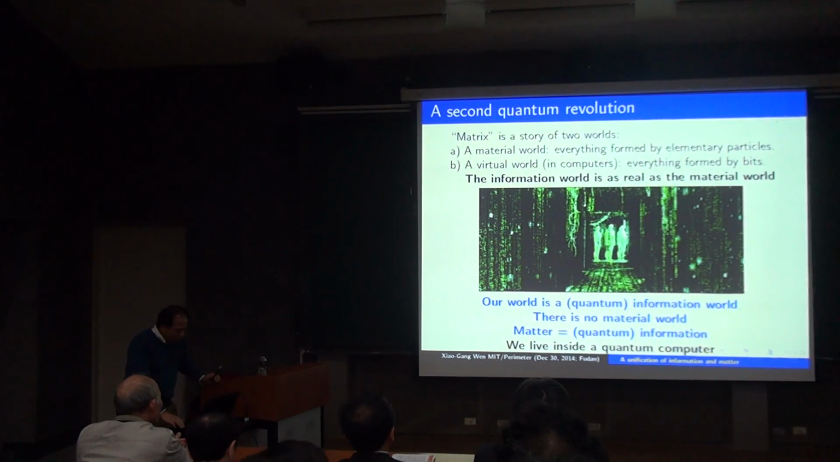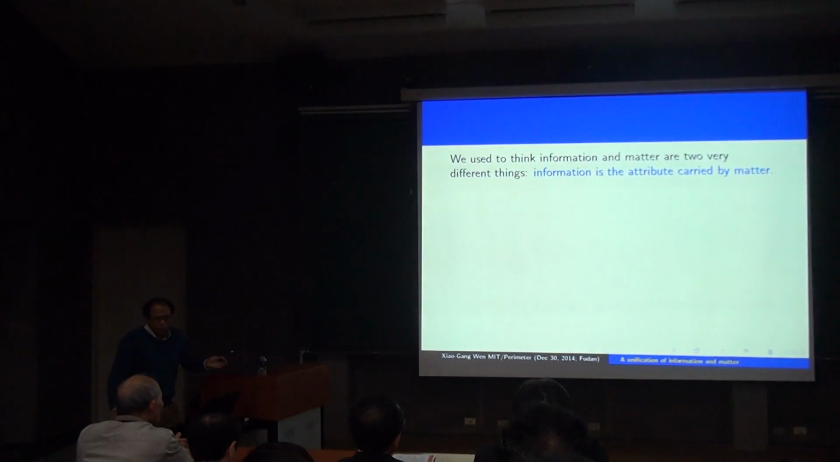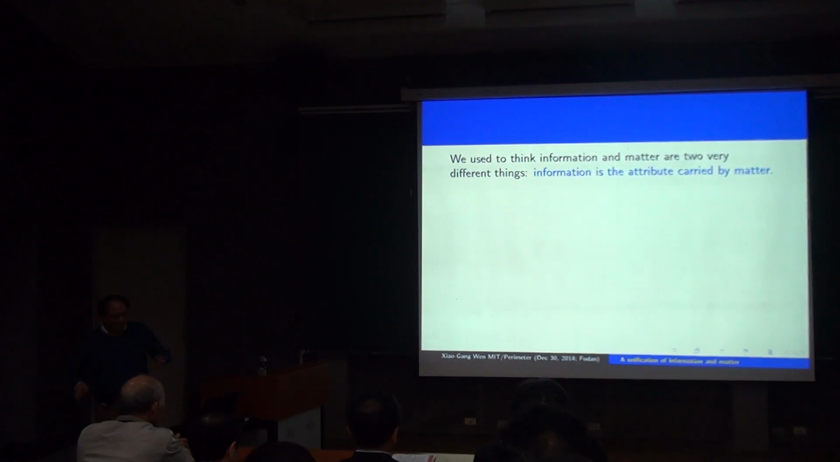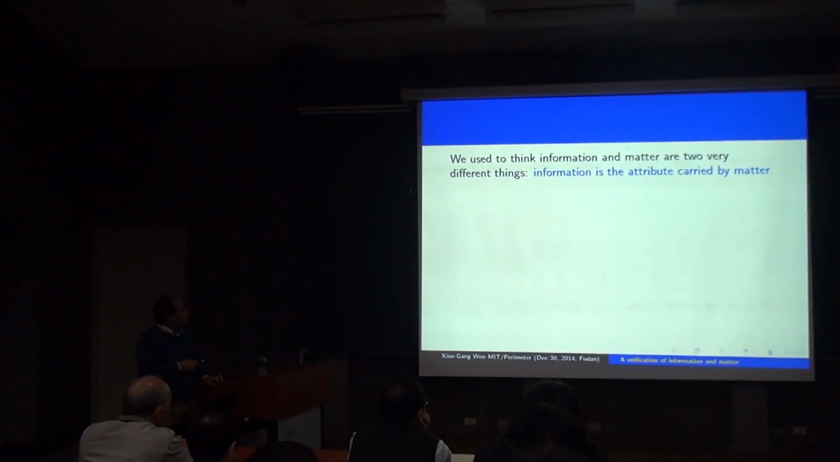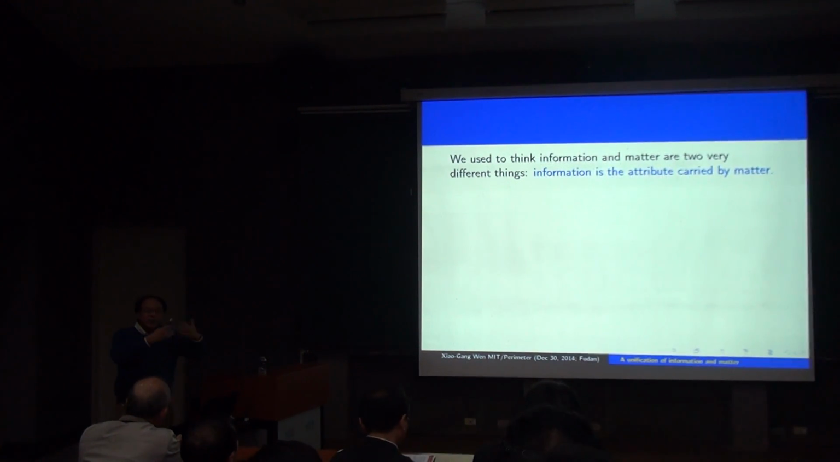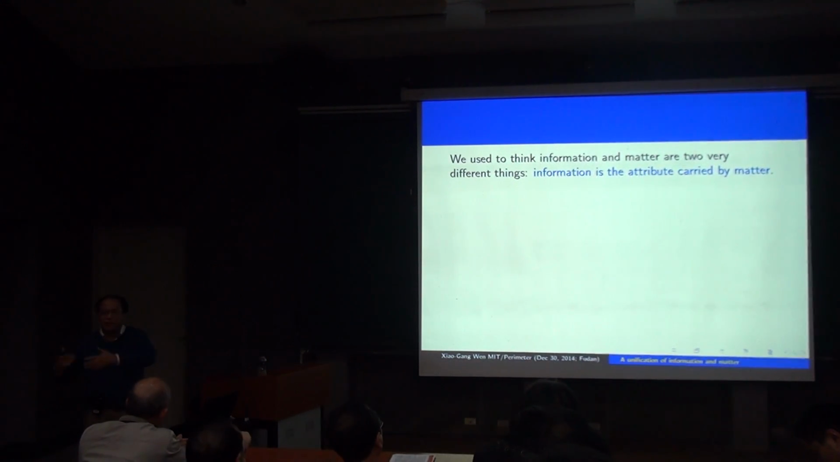Certainly you may say, well, what do you mean by that? That just looks like something totally irrelevant, a philosophical thought. So first, let me make the point that usually information and matter are very different. Information is viewed as some kind of property or feature of matter. So information is carried by matter. Information is a carrier.